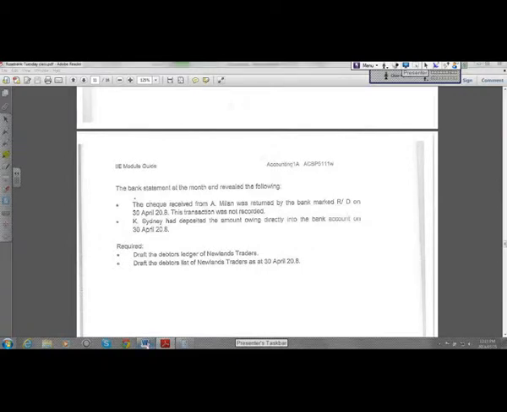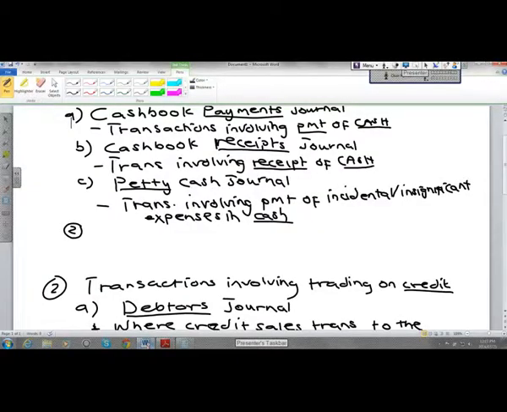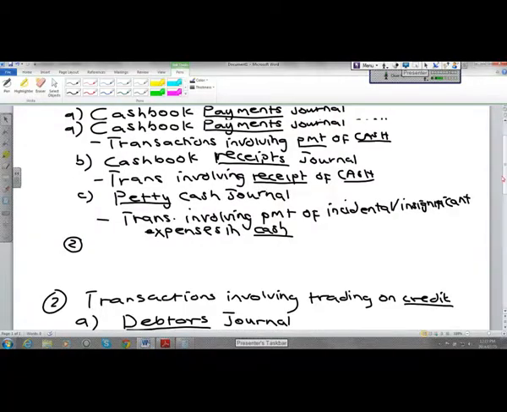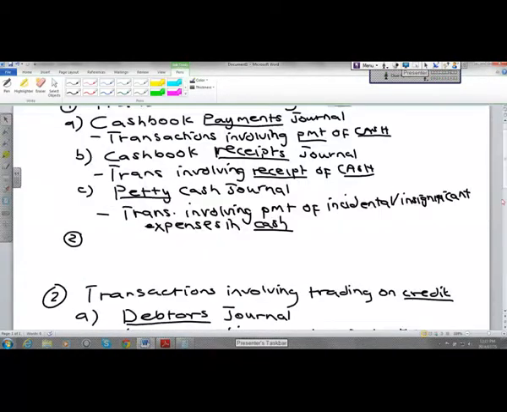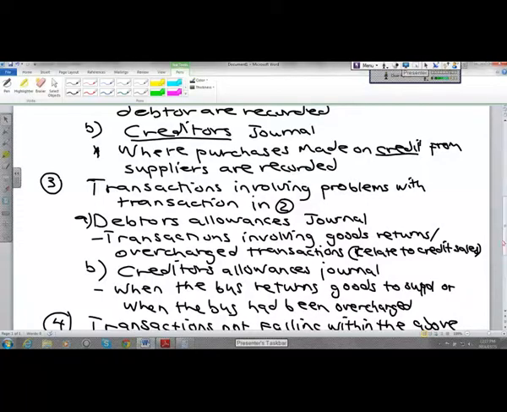All right, welcome back. So now what I would like us to do is to move to the next section. We call this section the debtors ledger. We're going to deal with the debtors ledger and debtors list.